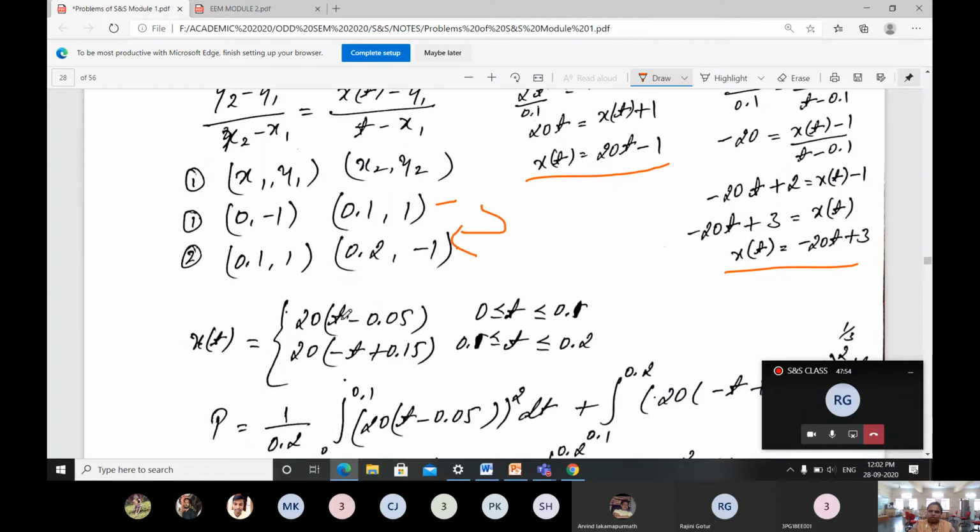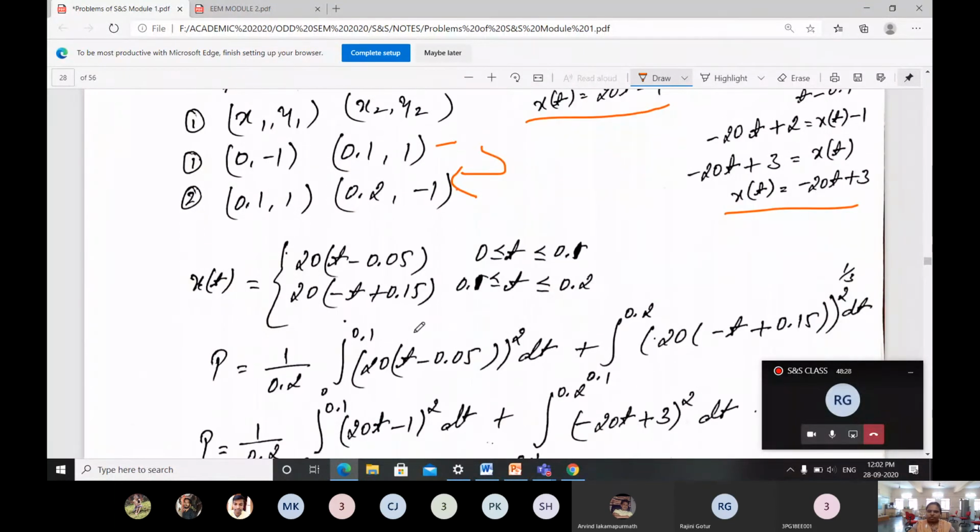20 into t minus 0.05. Here I took that 20 outside, or else you can write directly, no problem. It's your wish. You can write directly, or you can take 20 outside also. Then here also I took 20 outside, 20 minus t, and you will be getting 0.15, where the signal is varying from 0.1 to 0.2.